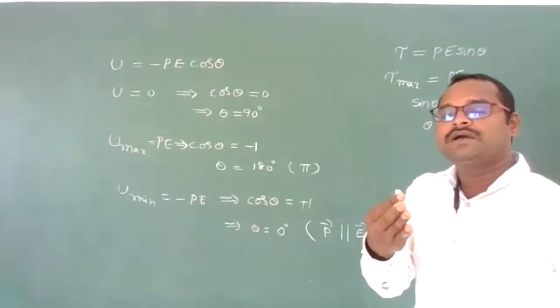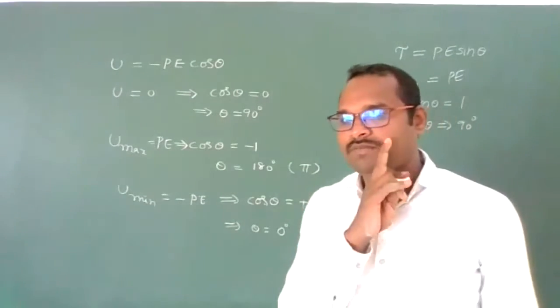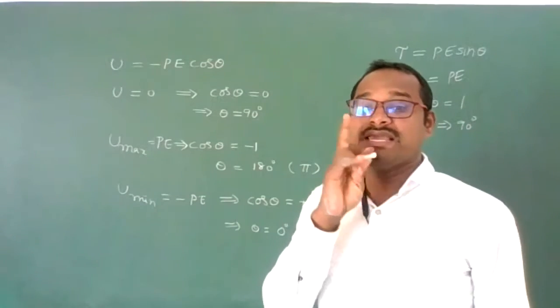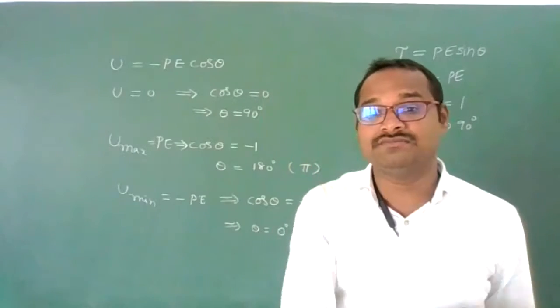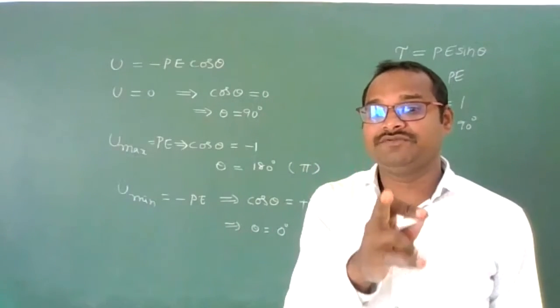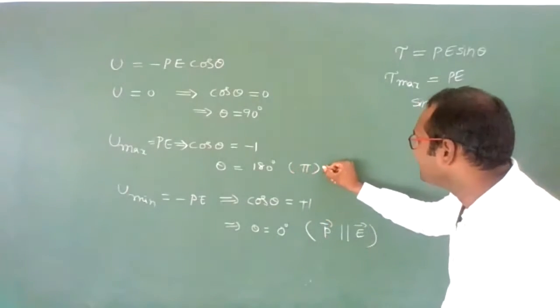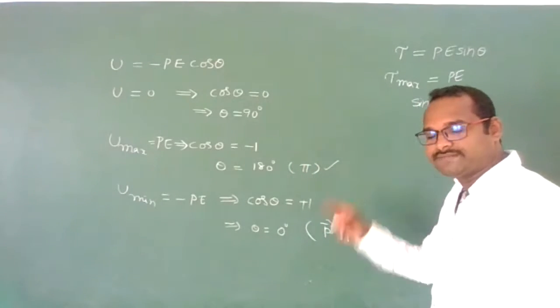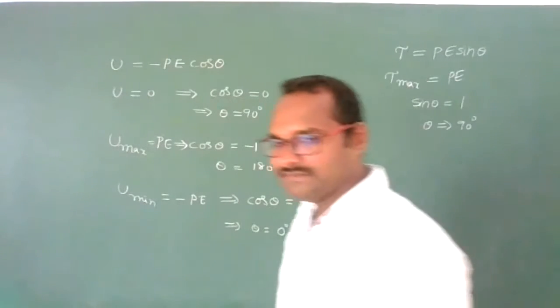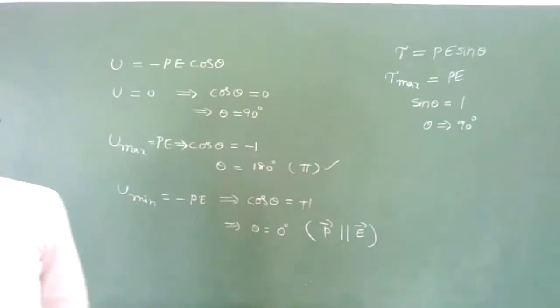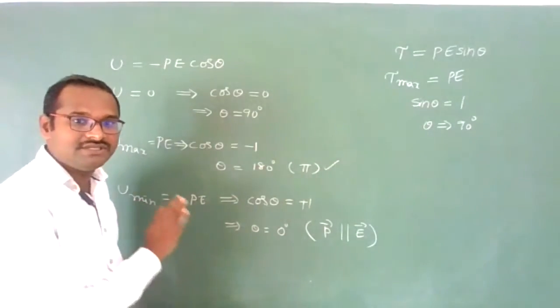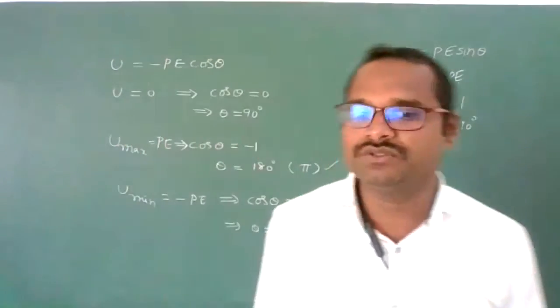In the first chapter we discussed one problem: electrostatic potential energy is maximum when the theta between dipole moment and electric field is given. The option was 180 degrees. You are remembering. Sometimes students may be asked questions on this, so you need to remember this.